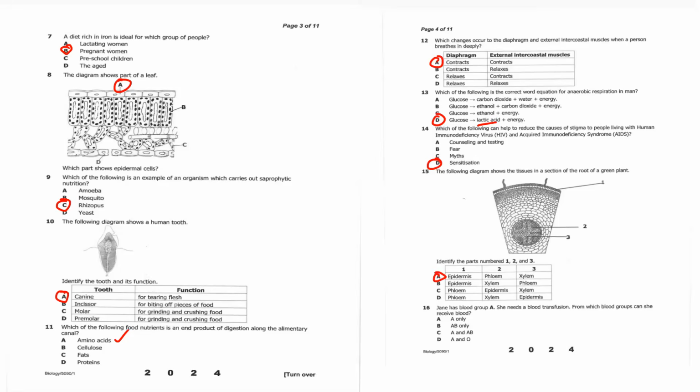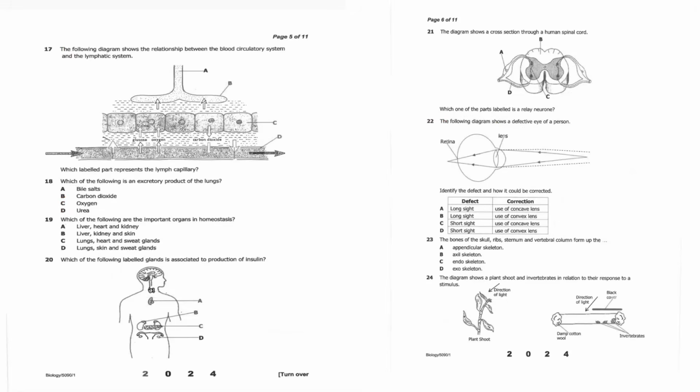Jane had blood group A. She needs a blood transfusion. From which blood group can she receive blood? So it starts from A and O, and you should be able to tell the reason why. The following diagram shows the relationship between the blood circulatory system and the lymphatic system. Which labeled part represents the lymph capillary? The lymph capillary is this one, which is B.